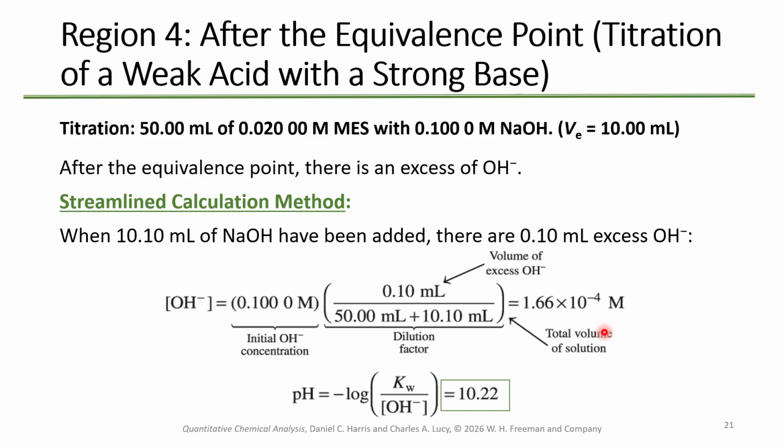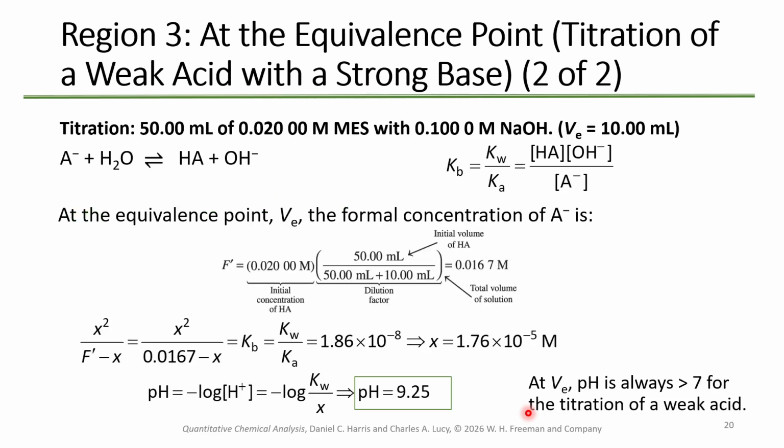Now note that you have the concentration of OH minus you're getting here, so you have to take that and get the H plus concentration. So Kw divided by the OH minus concentration, then take the negative log of that. Okay? And so your pH is 10.22. Now again, that number always needs to be higher than this number here, okay? If the number is lower for some reason, then you have done something terribly wrong. Okay?